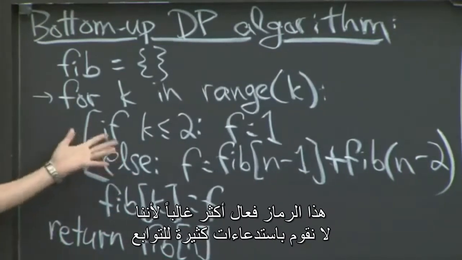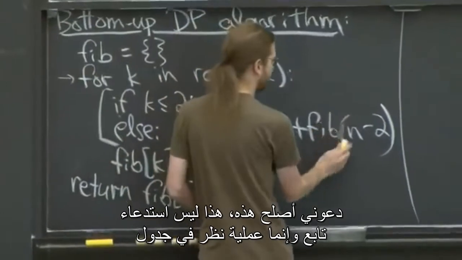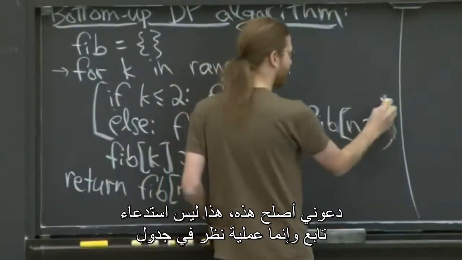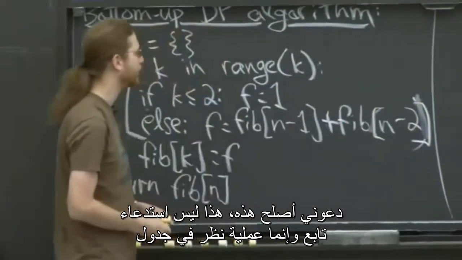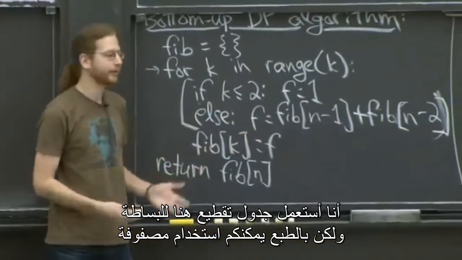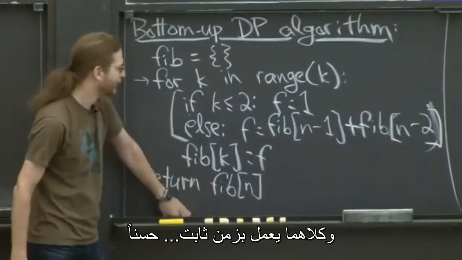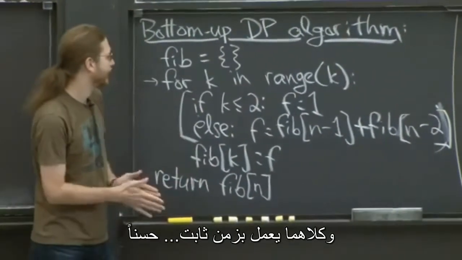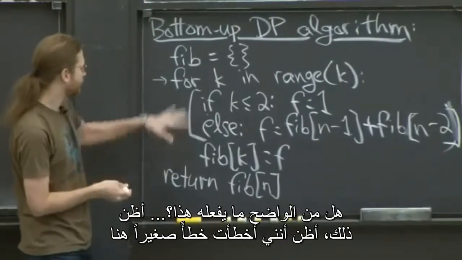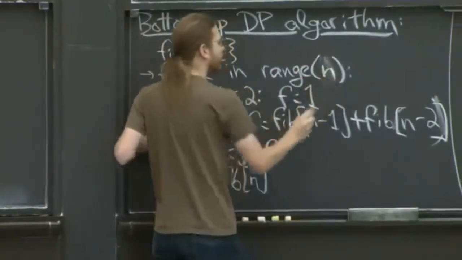This code's probably going to be more efficient in practice because you don't make function calls so much. In fact, I made a little mistake here. That's not a function call. It's just a lookup into a table. Here I'm using a hash table to be simple, but of course you could use an array, but they're both constant time with good hashing. All right, so is it clear what this is doing? I think so. I think I made a little typo.